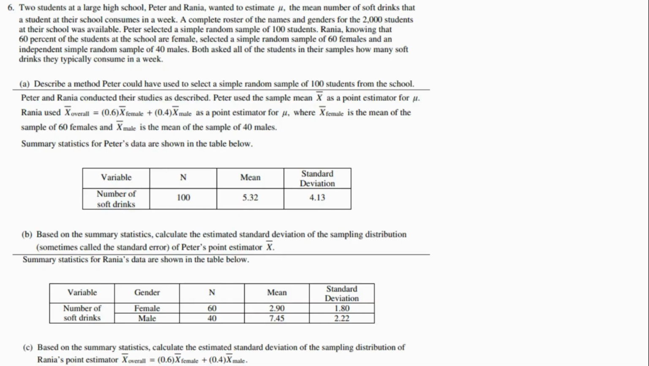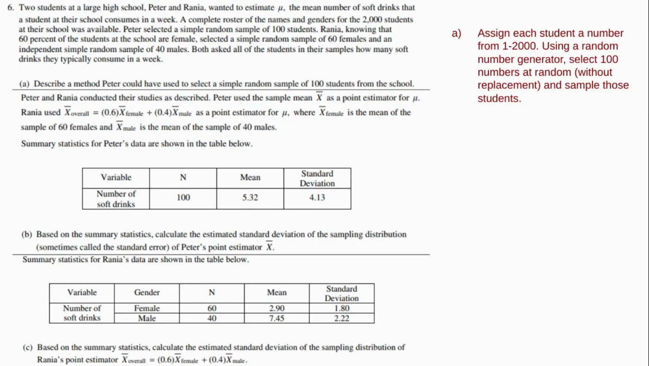It's probably going to be frighteningly similar to answers you've given to the same question proposed at many points in this school year. All right, let's see the answer to Part A. Assign each student a number from 1 to 2,000. Using a random number generator, select 100 numbers at random without replacement and sample those students. Pretty easy, right? Now let's look at Part B.